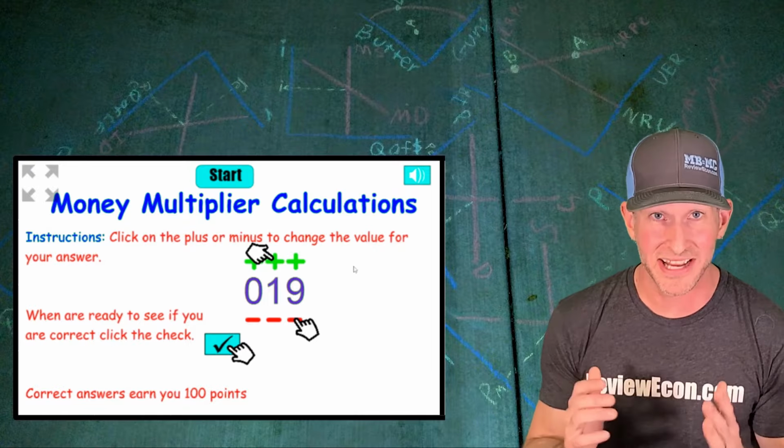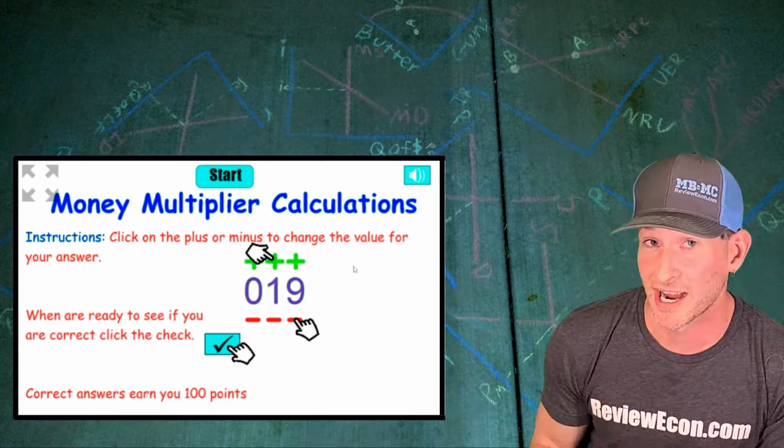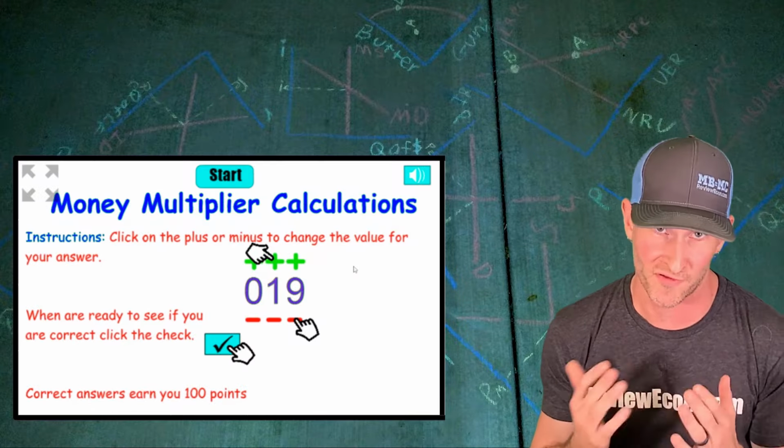And there you have it. That's everything you need to know about the money multiplier and the expansion of checkable deposits through the fractional reserve system.